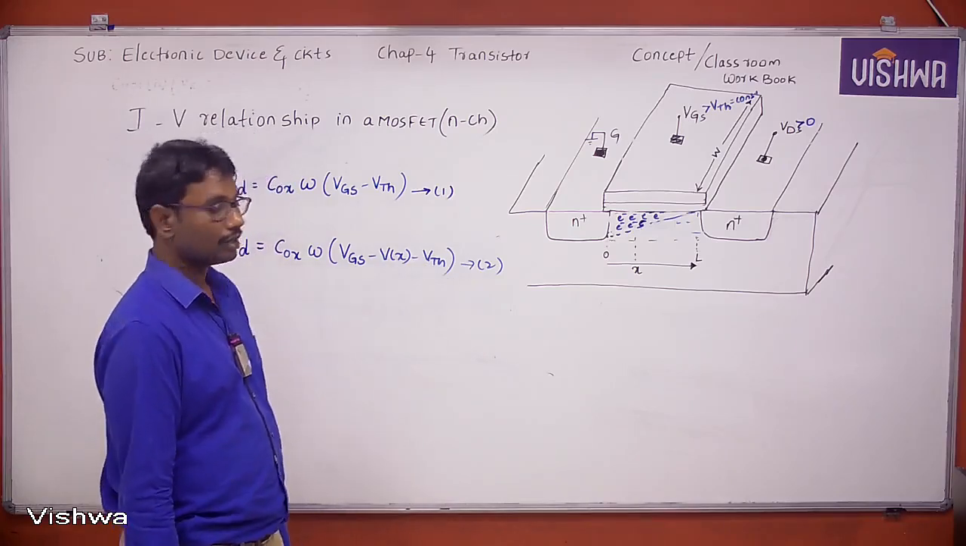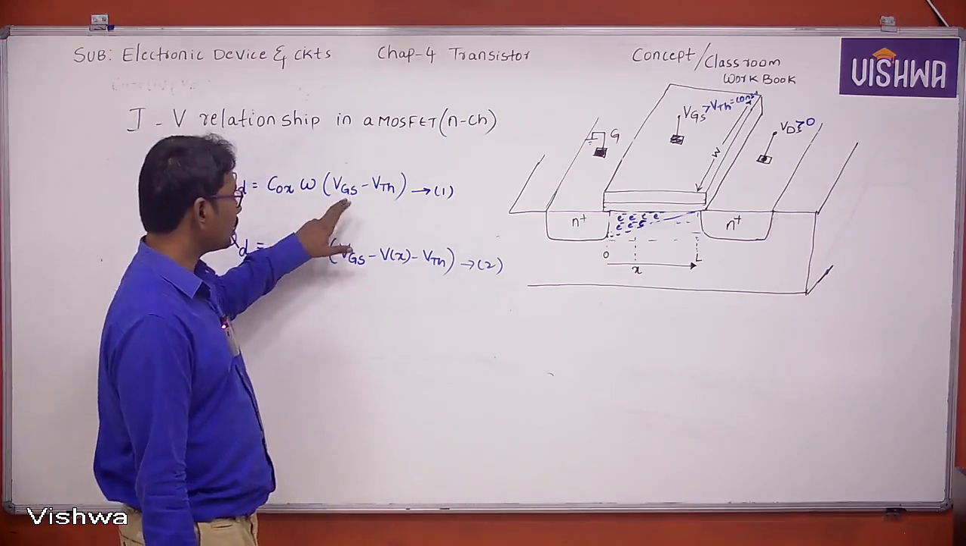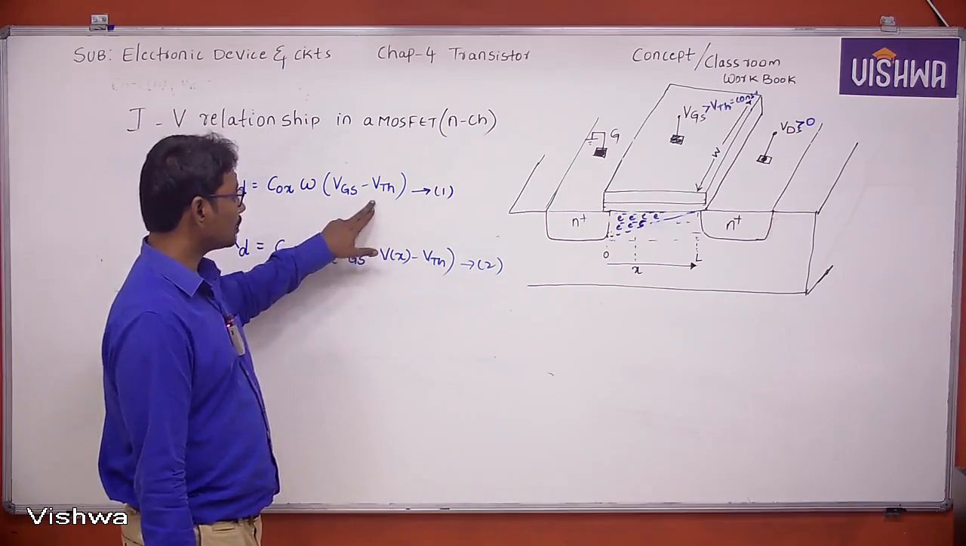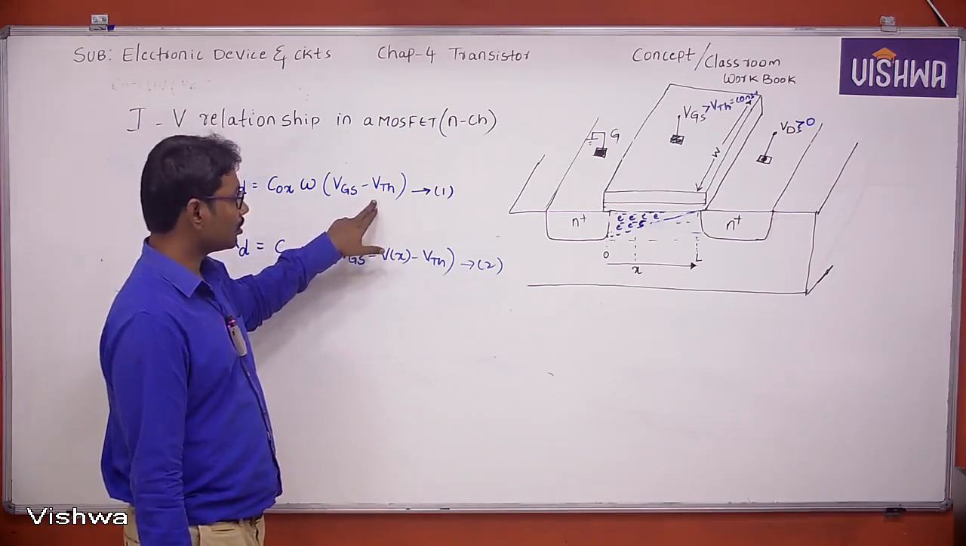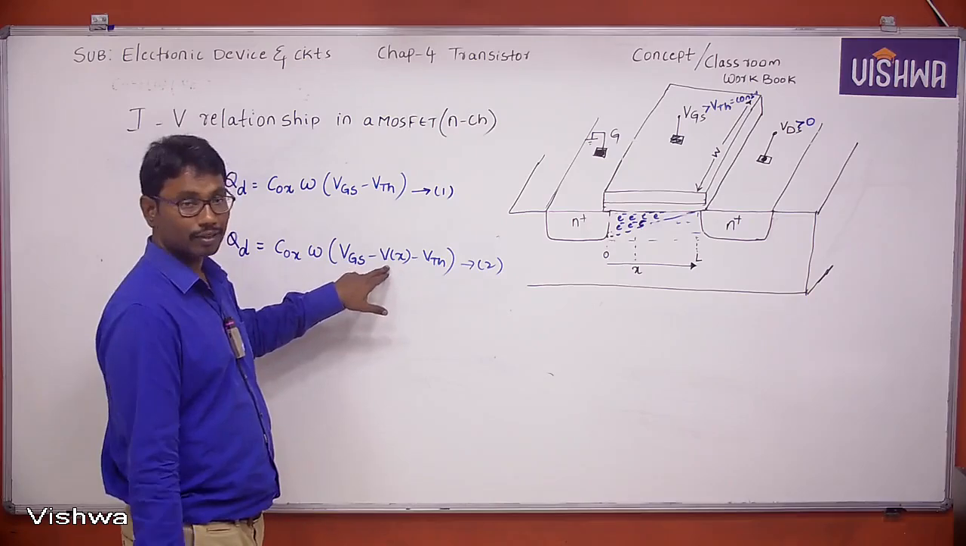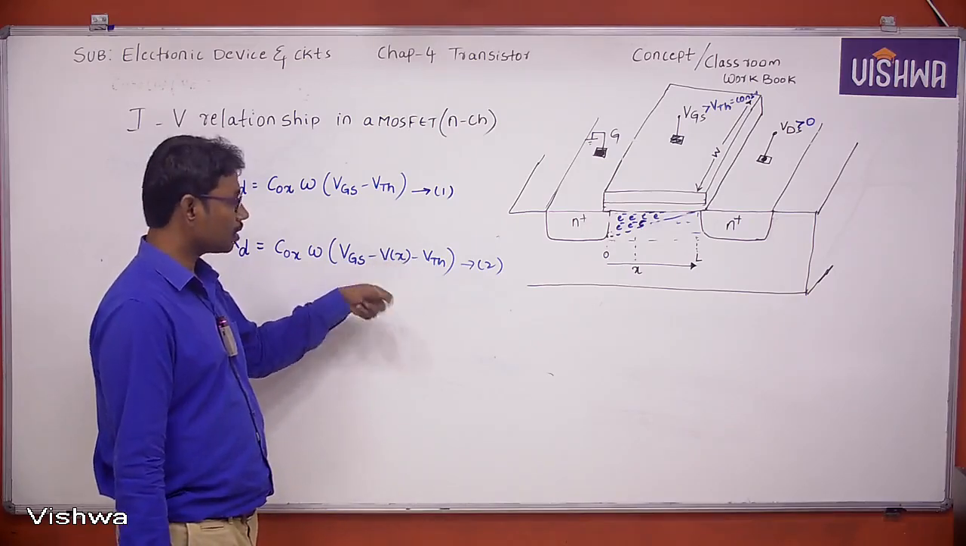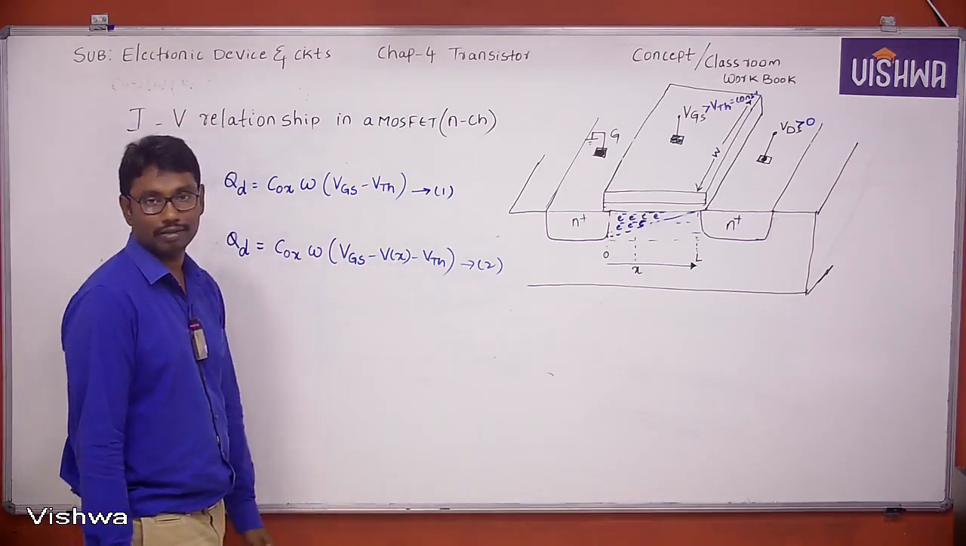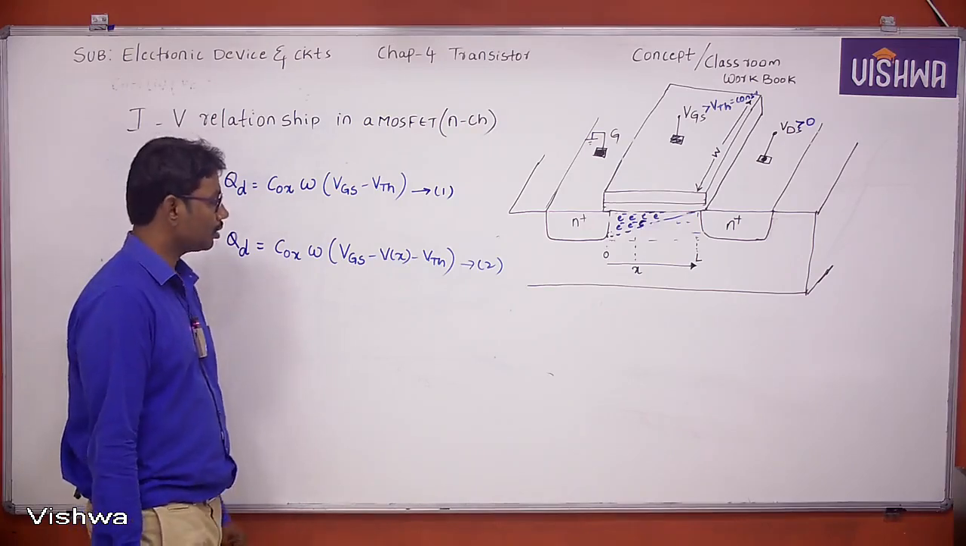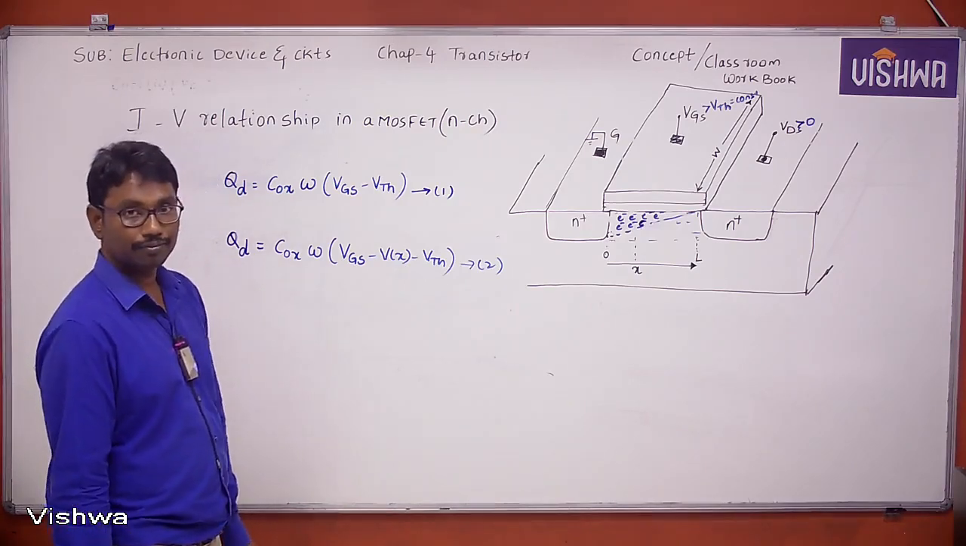Do you observe the difference between equation 1 and equation 2? In the first case, VDS is 0. In this case, VDS is varying, so V of X is nothing but VDS.